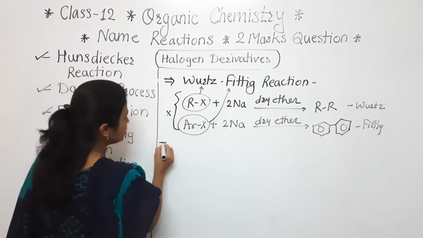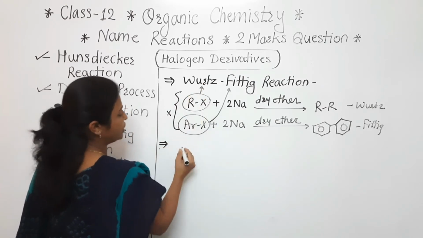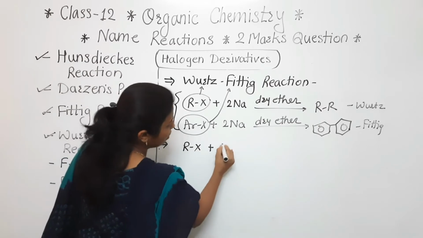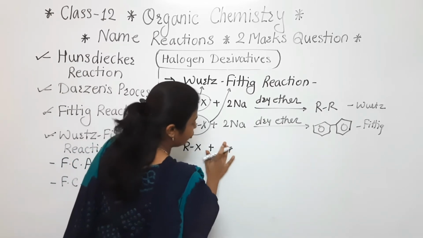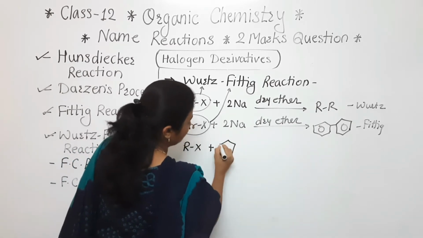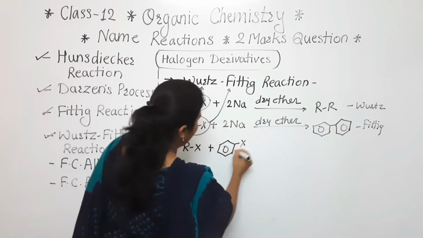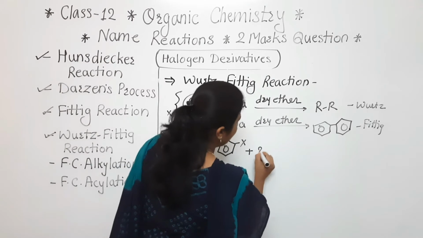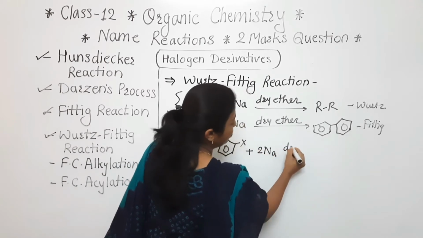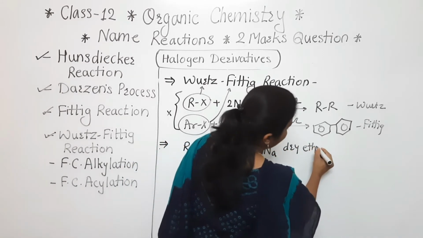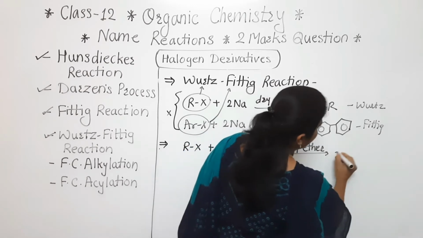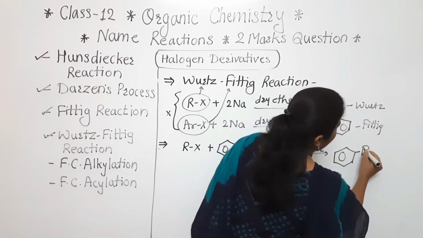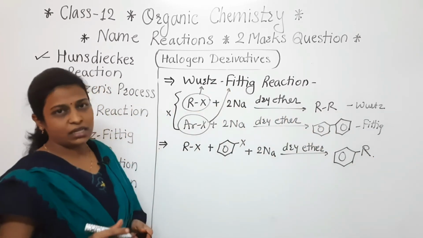Now see what is this reaction for this Woods-Fittig reaction. See, when alkyl halide and aryl halide, here instead of Ar I will draw the ring, are treated with sodium metal in presence of dry ether, it gives alkyl benzene, and this is the Woods-Fittig reaction.